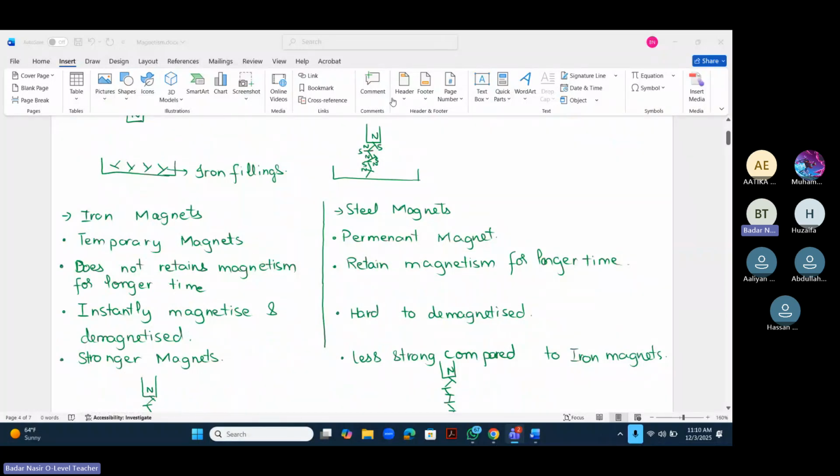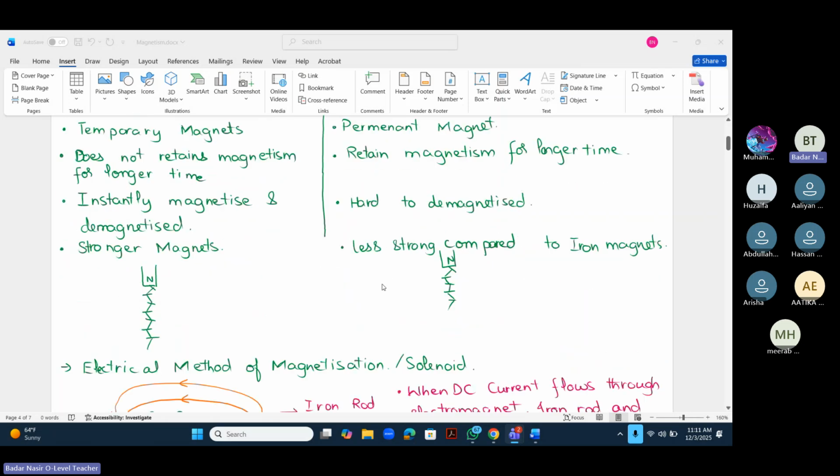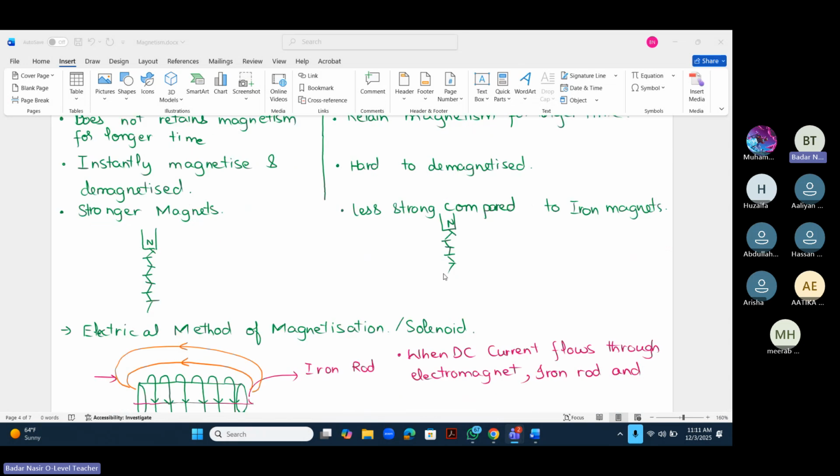Iron magnets are temporary magnets, whereas steel magnets are permanent magnets. The iron magnets will not retain their magnetism for a longer time, whereas the steel magnets keep their magnetism for a very long period of time. Iron magnets can be easily magnetized and demagnetized, whereas steel magnets are hard to demagnetize. Iron magnets are stronger compared to steel magnets.